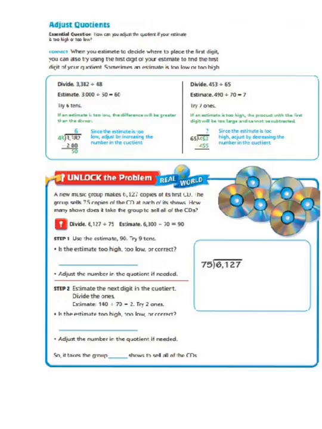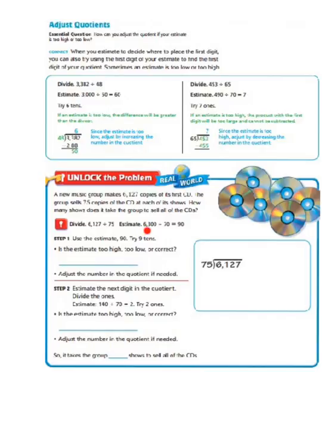So now let's take a look at our Unlock the Problem. It says the new music group makes 6,127 copies of its first CD. The group sells 75 copies of the CD at each of its shows. How many shows does it take the group to sell all the CDs? So we're going to divide 6,127 divided by 75.